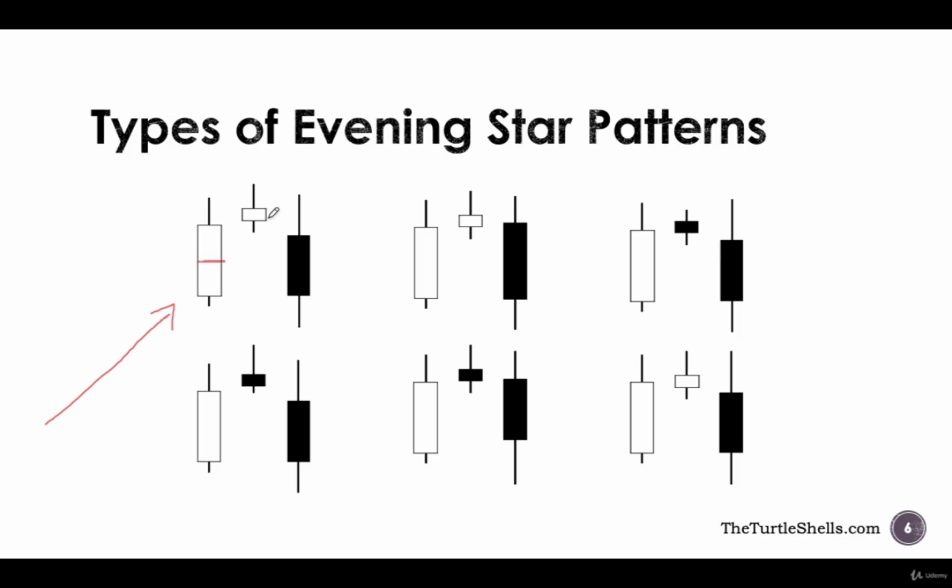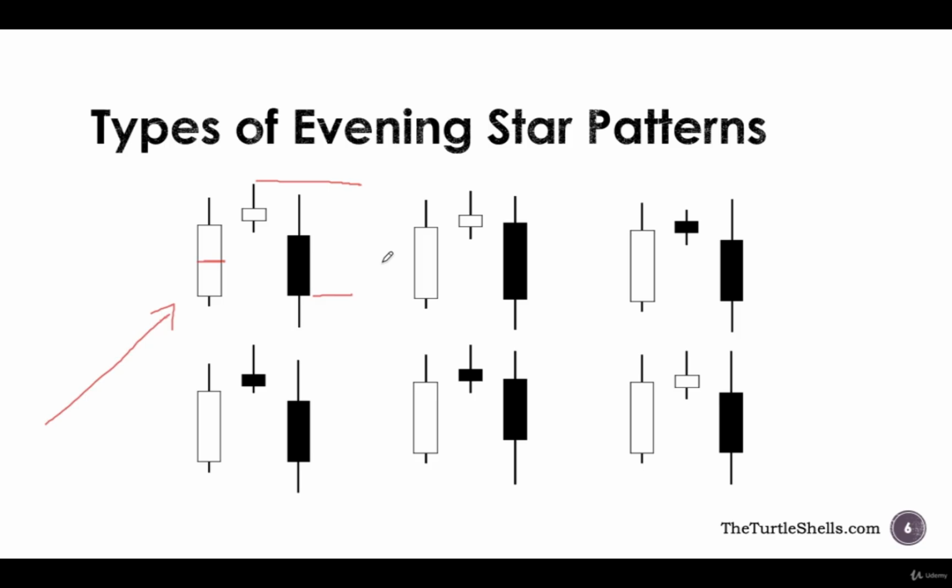And ideally the second and the third candle bodies should not touch. The shadows, if they are touching, that is fine. The bodies should not touch. Okay? So this becomes our entry point. That becomes our stop loss. So that's the evening star pattern.